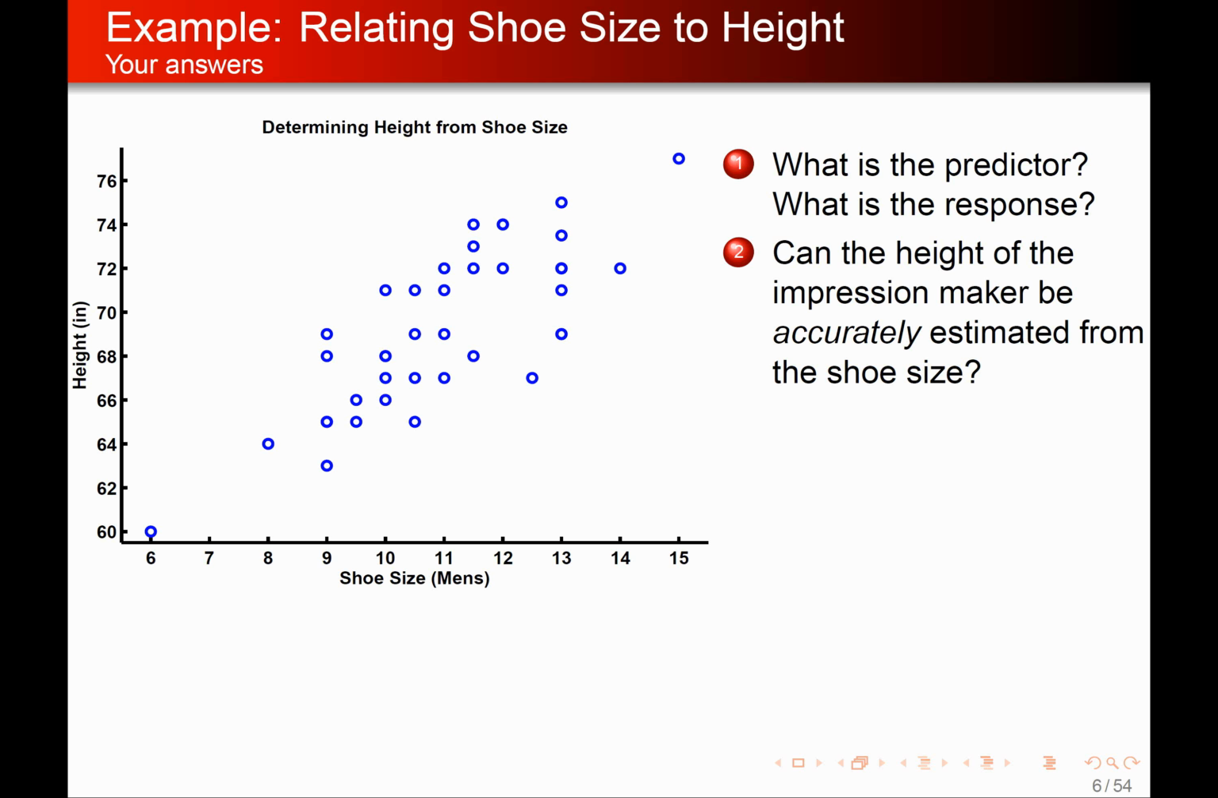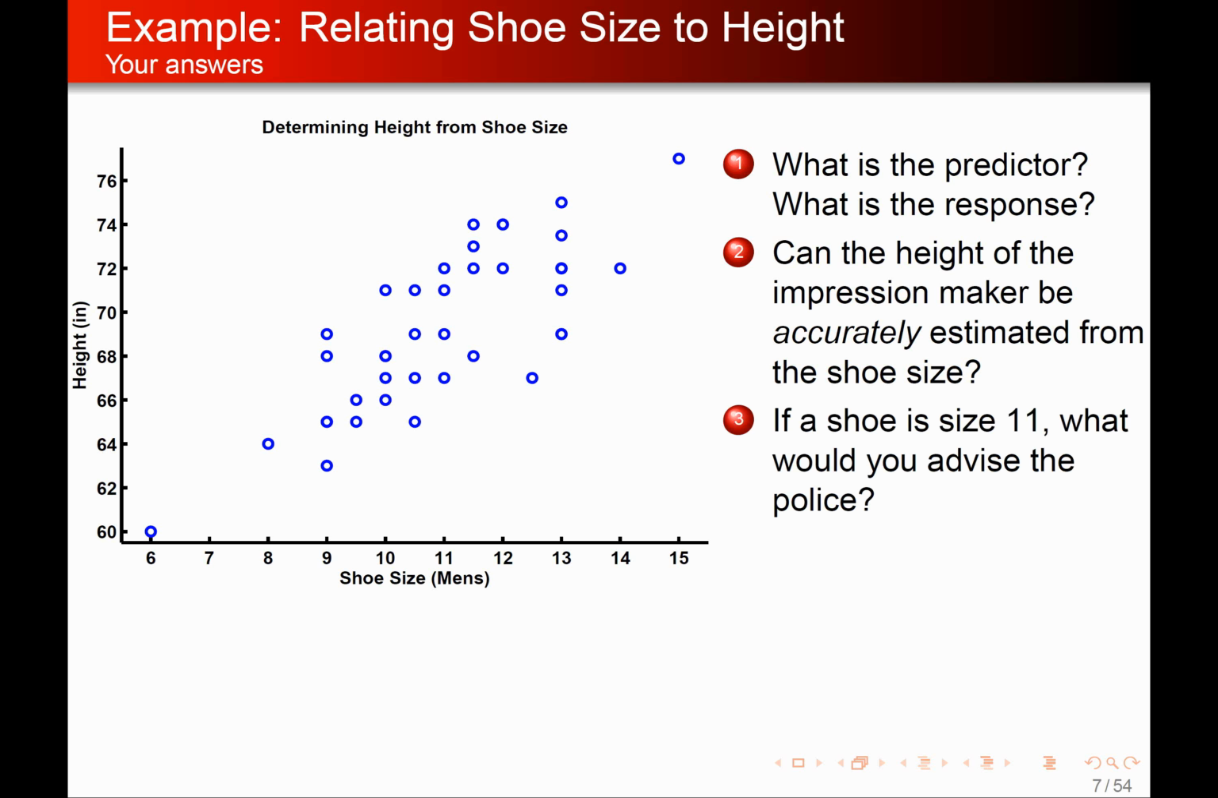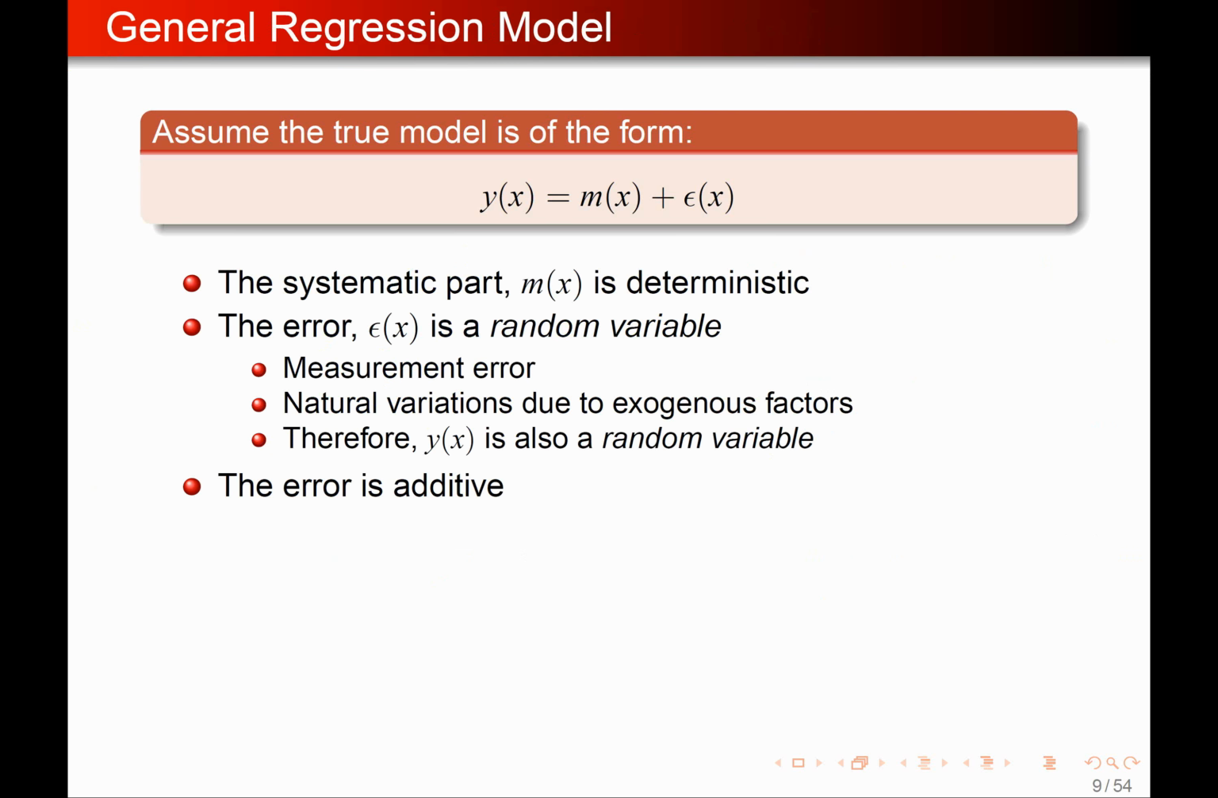So can the height of the impression maker be accurately estimated from the shoe size? So if the shoe size is 11, what would you advise the police? So what if the shoe size is 7, size 12.5? So here we need a regression model.